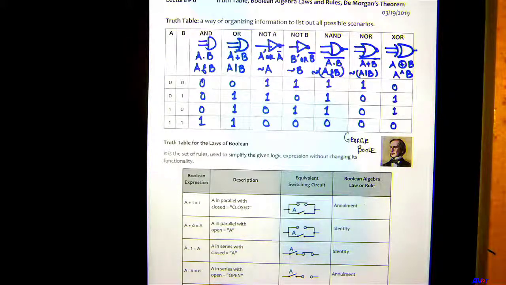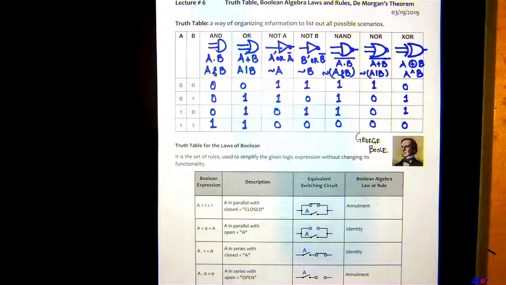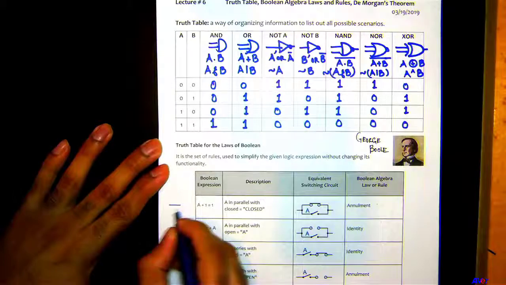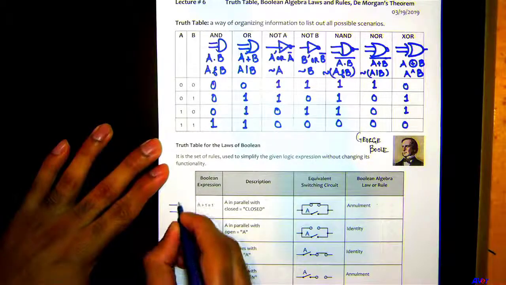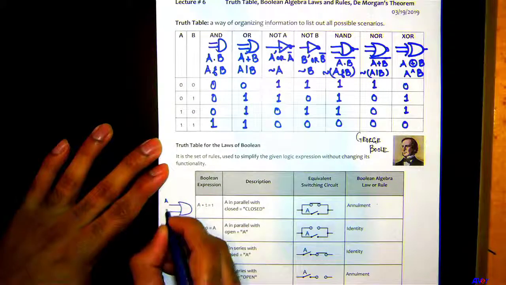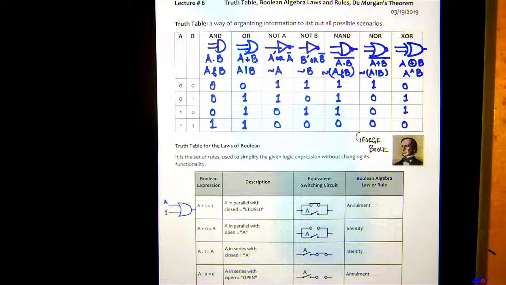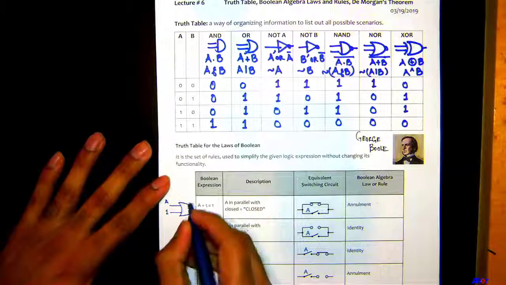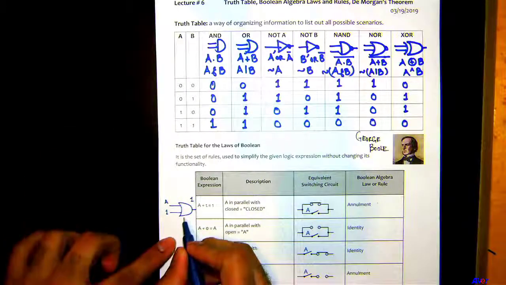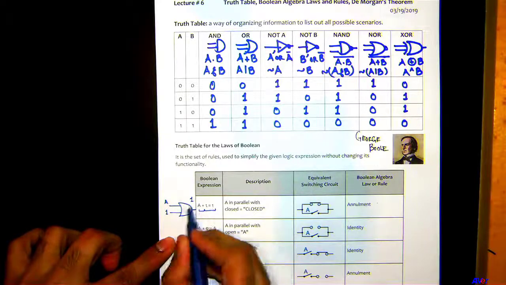So if you look at the first one, the Boolean expression A plus 1 equals 1. We know that plus represents an OR gate, so in other words, if I try to make a circuit out of it, it would look something like this. One of the inputs is A, and one of the inputs is 1, right? And we know if any of the inputs going into the OR gate is 1, the output is always going to be 1, right? And so this is a graphic form of it. A plus 1 is always going to be 1.